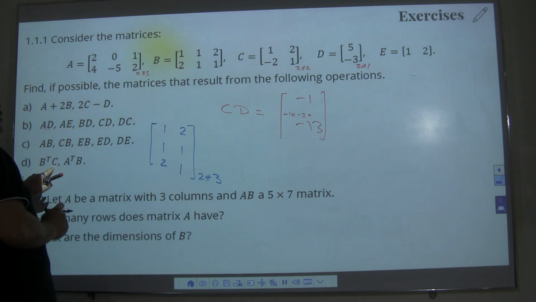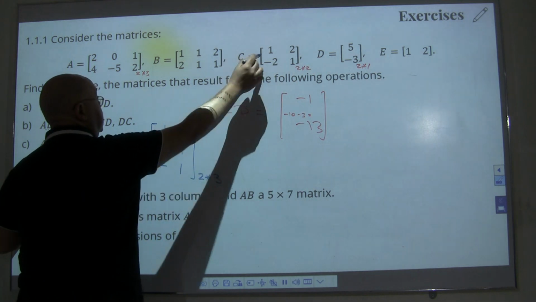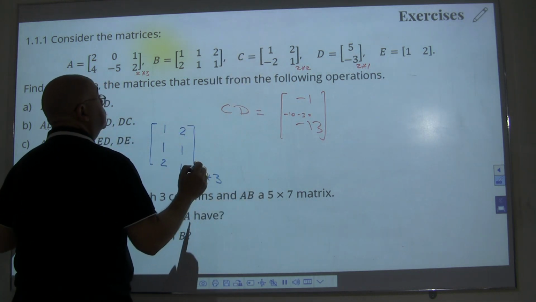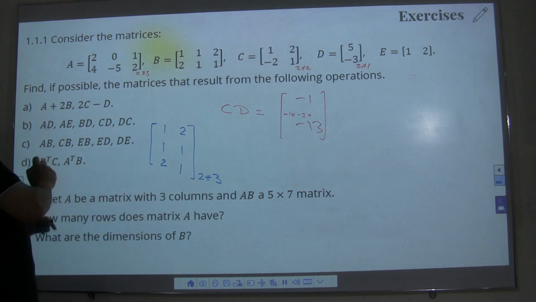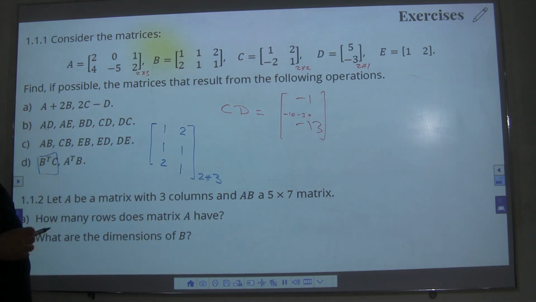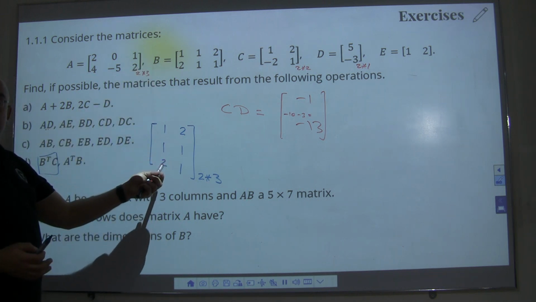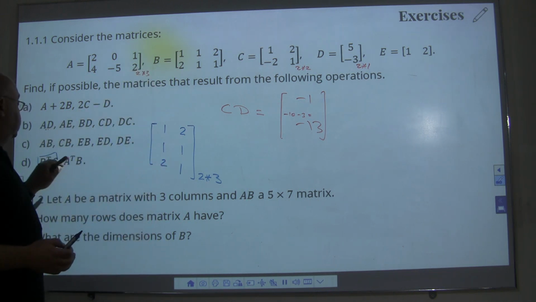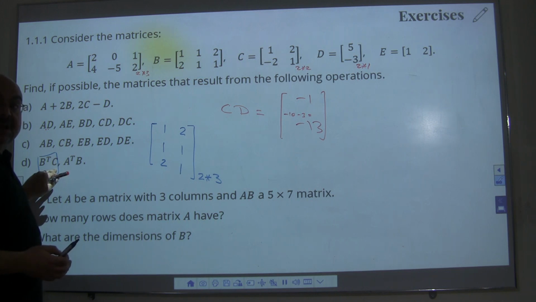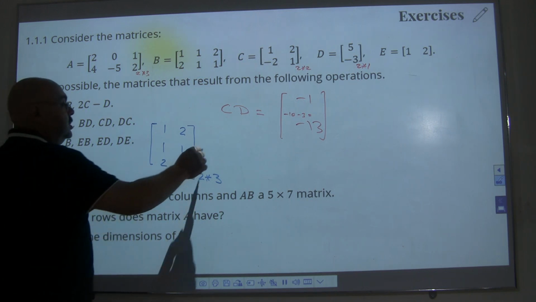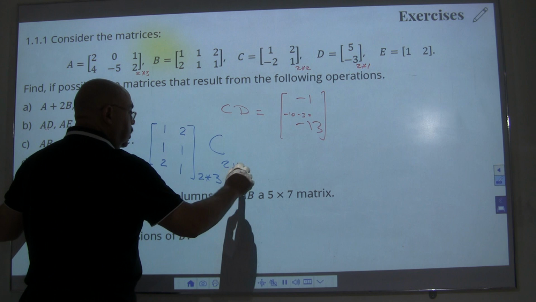Is it going to be possible to multiply it by C, which is 2 by 2? The question is, I need to get B transpose times C. Is it possible? This is B transpose, but times C, it's not possible, because C is a 2 by 2.